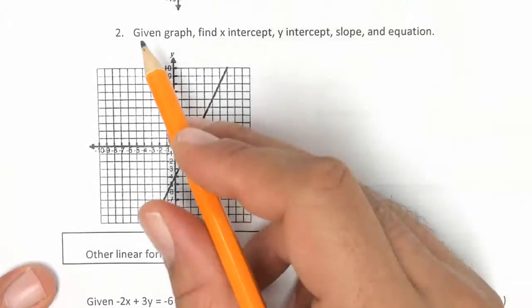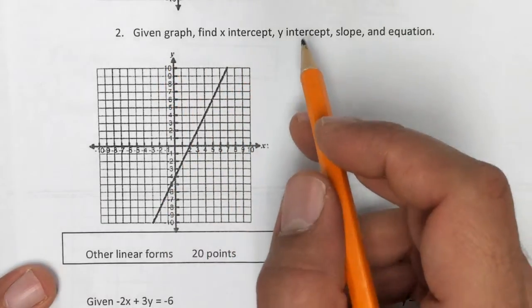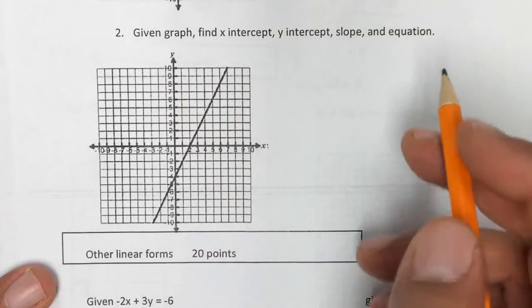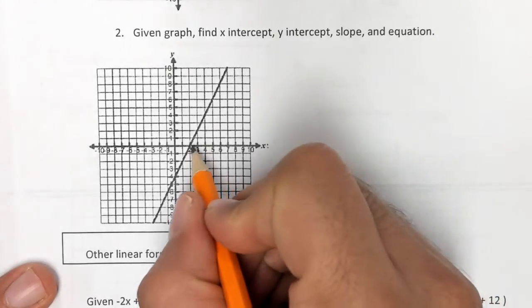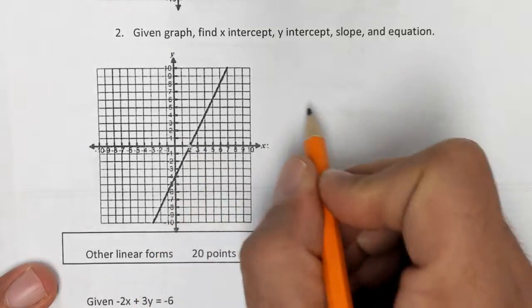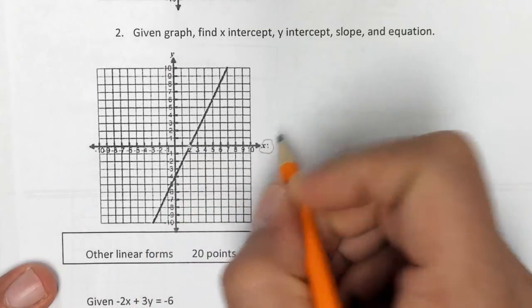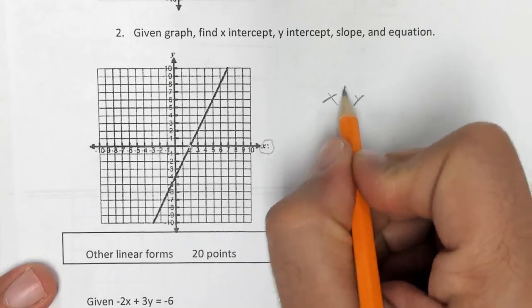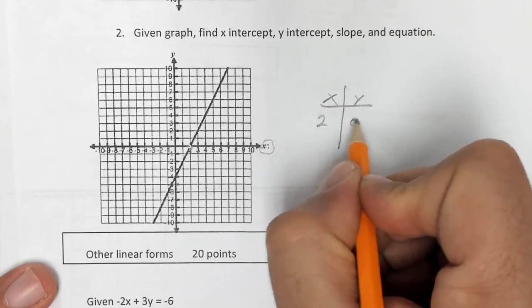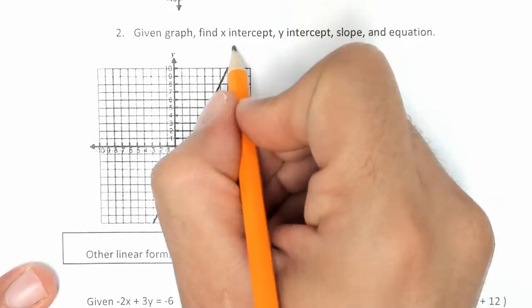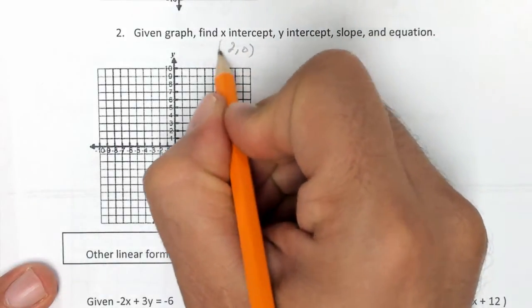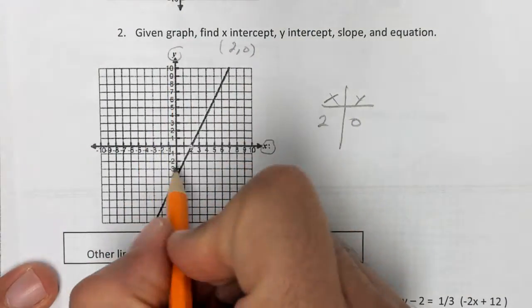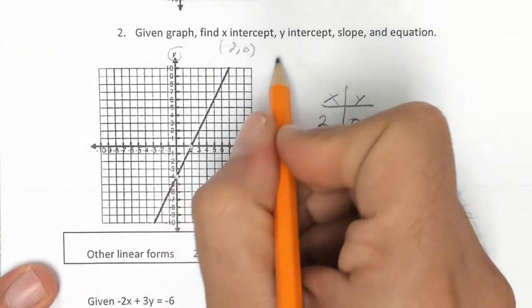Here it says, given the graph, find the x-intercept, find the y-intercept, find the slope, and find the equation. Actually, that's pretty easy. See this right there? That's your x-intercept because it crosses the x. That'll be 2, 0. Your y-intercept crosses the y. That's right here. 0, negative 4.